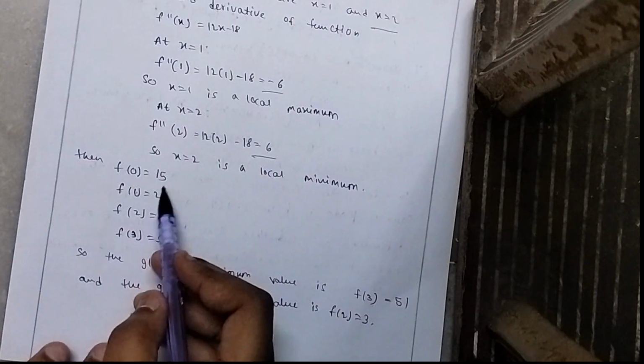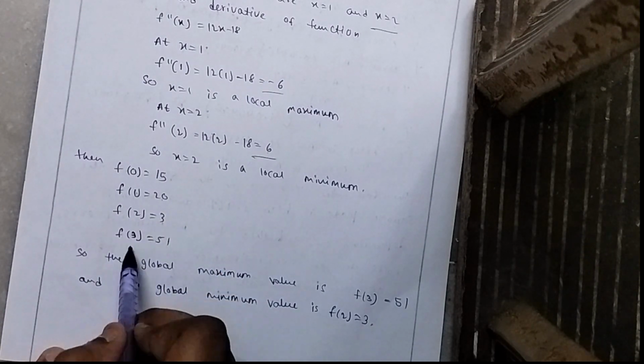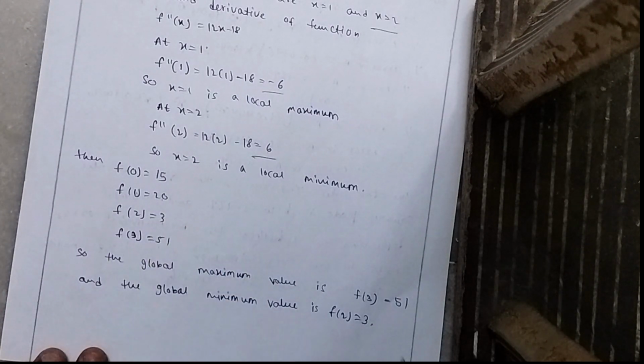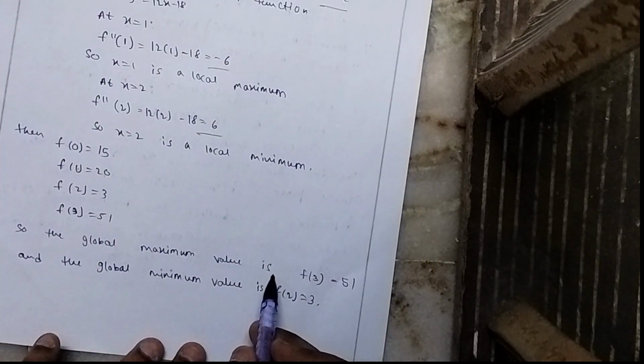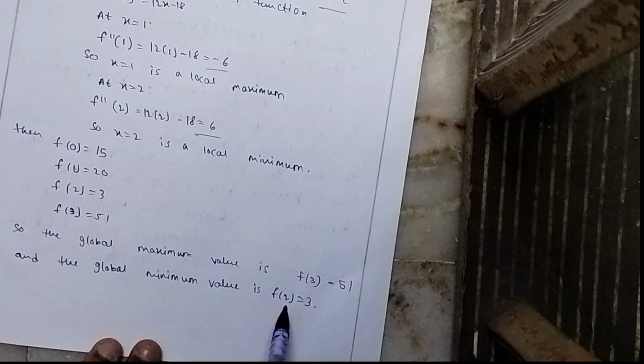So f of 0 equals 15, f of 1 equals 20, f of 2 equals 3, f of 3 equals 51. So the global maximum value is f of 3 equals 51 and the minimum value is f of 2 equals 3.